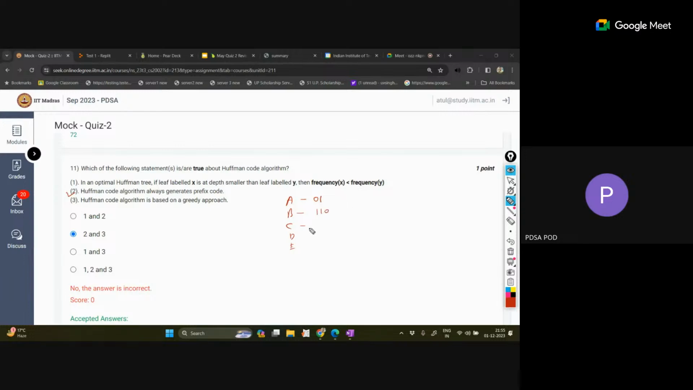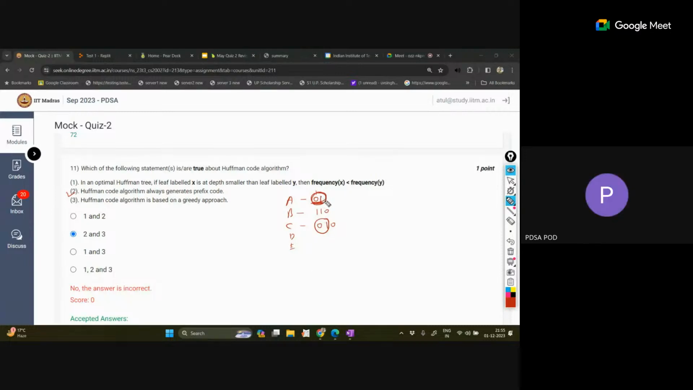Okay, and suppose you are getting the code for C like 010. So what is the meaning of a prefix code? Prefix code means Huffman code. You can see that any complete code of any character, here the code of A is 01, should not come as a prefix in any other complete code. But you can see this 01 is also coming as a prefix in the C code.